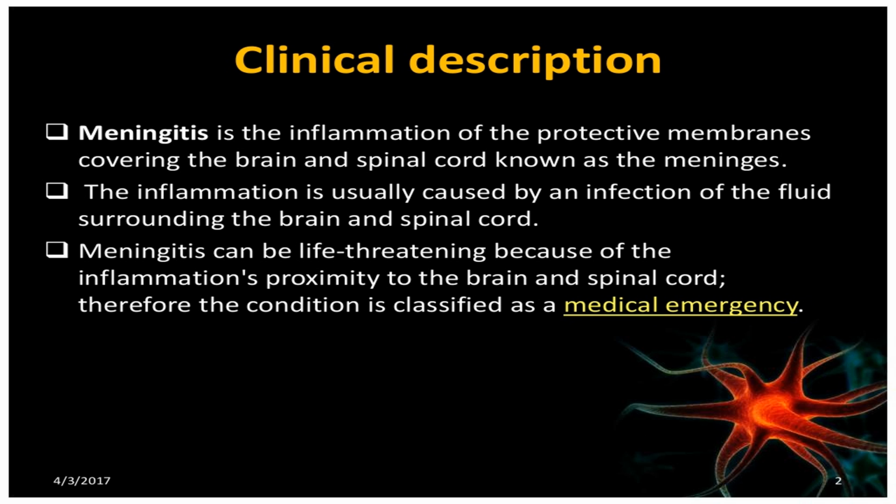Now, what is the clinical description of meningitis? Basically, meningitis is inflammation of the protective membranes covering the brain and the spinal cord, known as the meninges. The first part of this name, meningo, comes from meninges, and the second part, itis, means inflammation. The inflammation is usually caused by an infection of the fluid surrounding the brain and spinal cord, that is the CSF, or the cerebrospinal fluid.